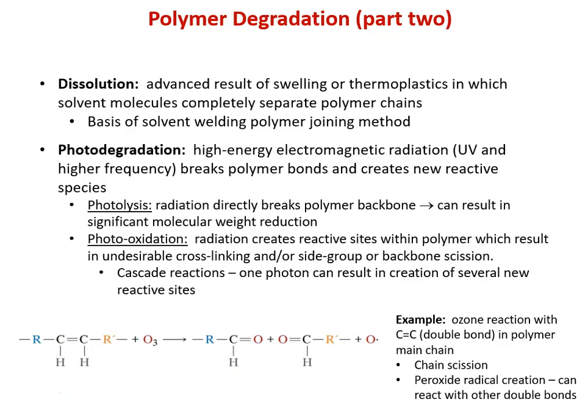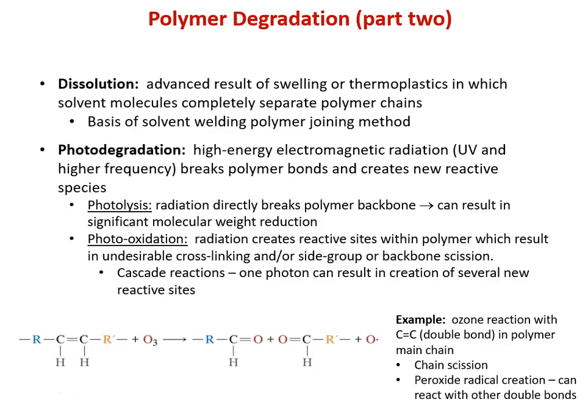So in this case, we literally have a photon coming in and cleaving either a side group or a main chain bond, and you can imagine that if we're cleaving the main chain, every time we do that, we cut the molecular weight in half. So that is a process called photolysis, direct lysing or direct cleaving of a bond.